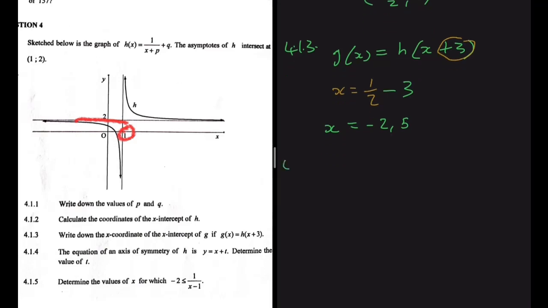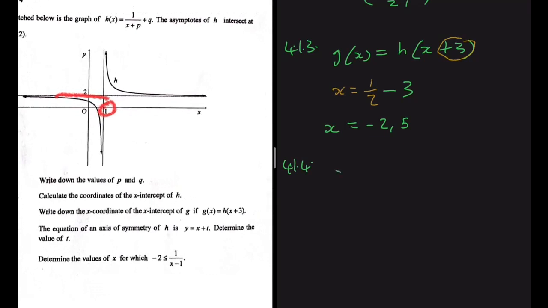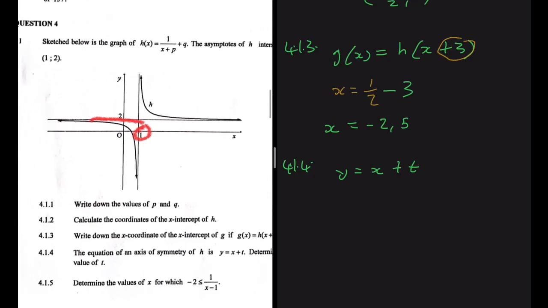Now let's do 4.1.4. 4.1.4 says that the equation of an axis of symmetry of h is y equals x plus t. Determine the value of t. So we are given the slope, right? We just have to find t. So if you have an axis of symmetry, the point you substitute is the point where the asymptotes intersect. That's the point you substitute if you want to find an equation of the axis of symmetry.